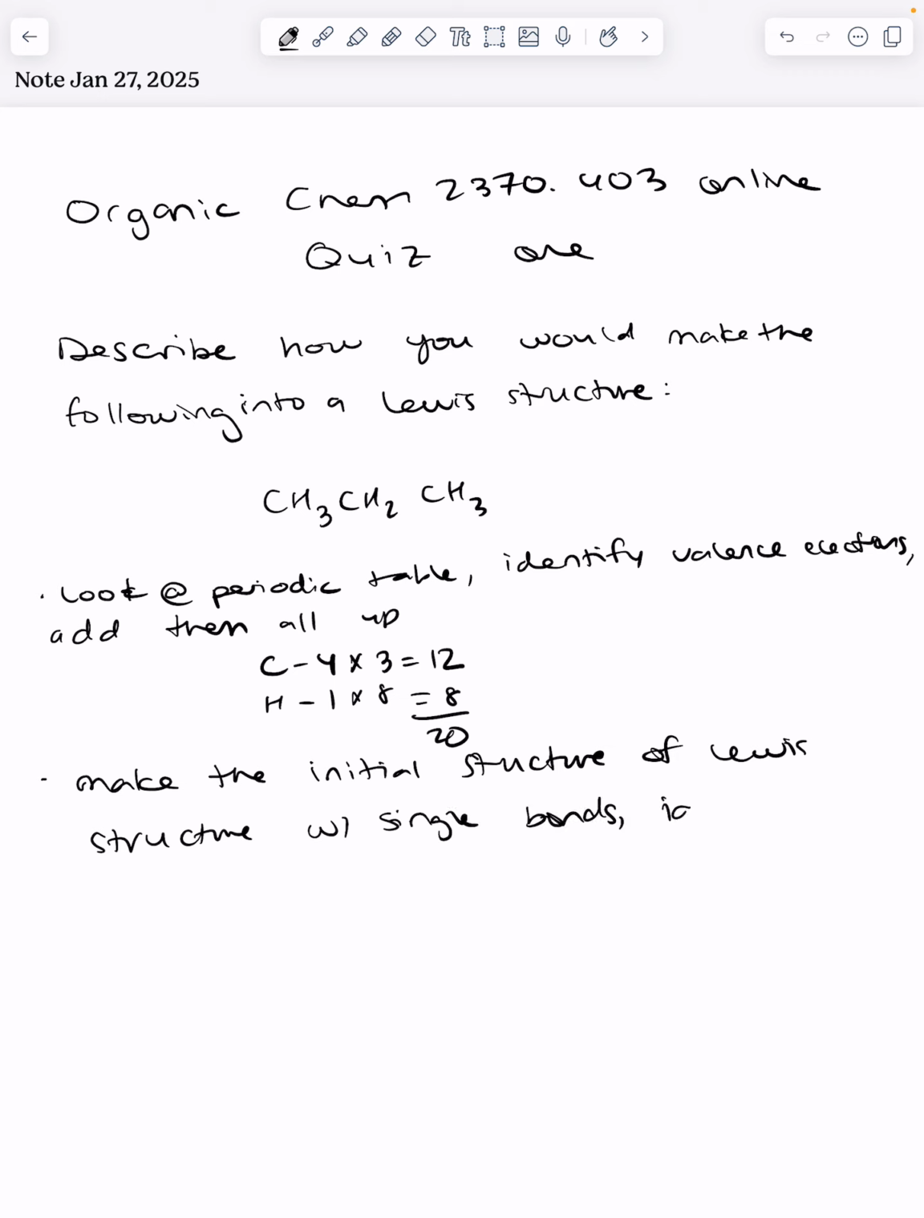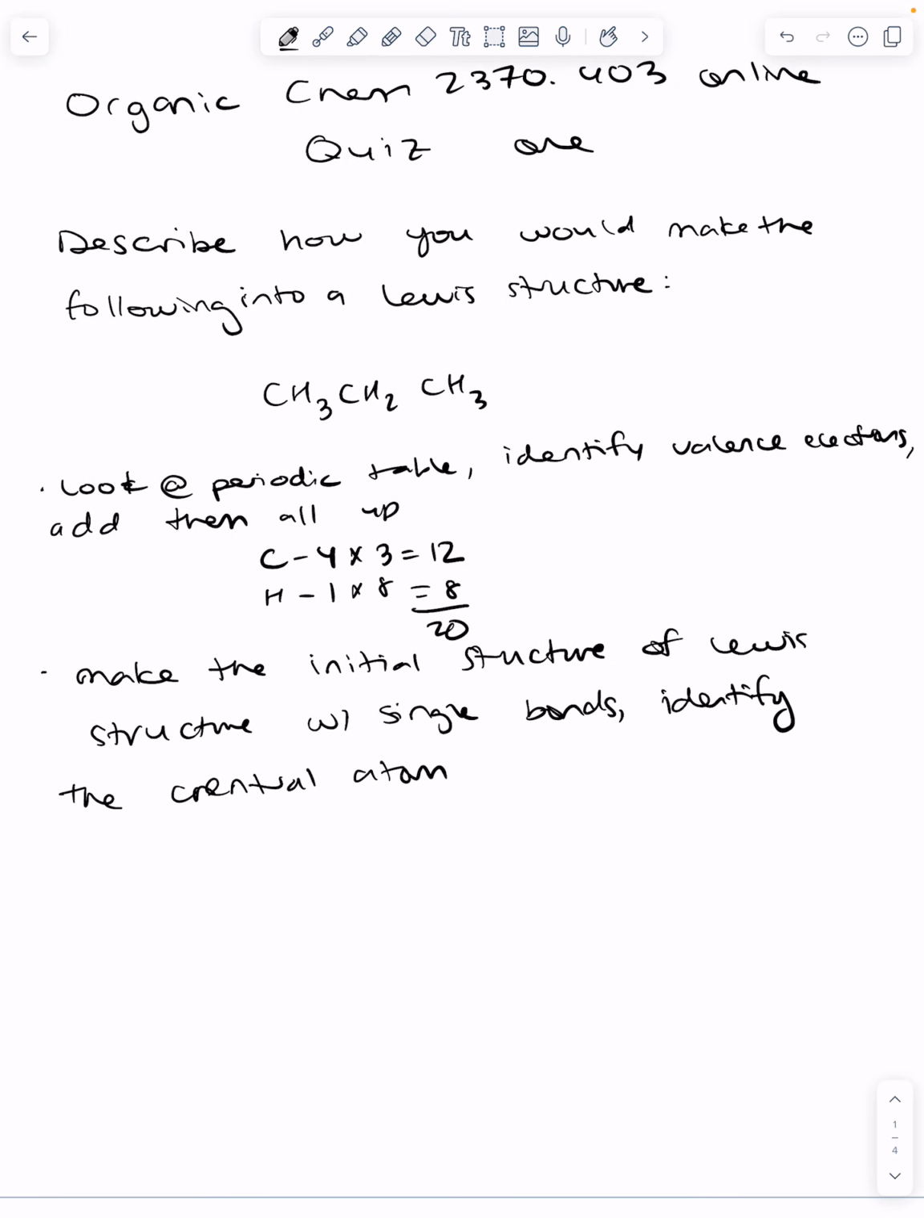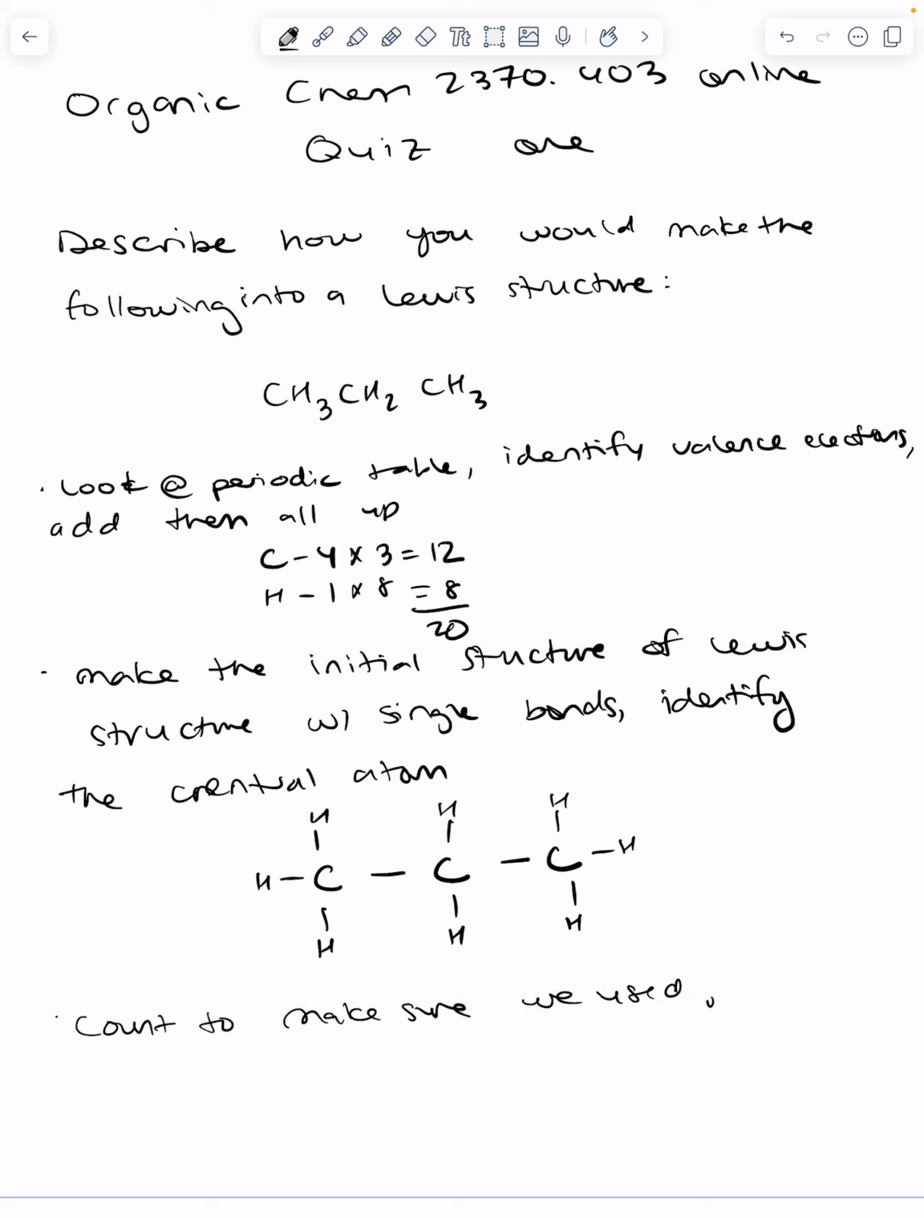And you have to identify the central atom normally, but in this case, you can use the clues, and a lot of you reference that in your answer, and that's totally fine. You can either do the central atom based on electronegativity, or because we have the condensed formula, we know that the carbons are going to be at the center and they're going to be surrounded by hydrogens. And then the next thing we're going to do is count to make sure we use the proper number of valence electrons and that everything has a full octet.